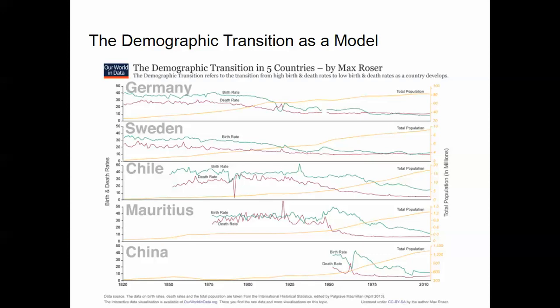All right, that's it for the demographic transition. Again, remember, make sure you understand the 4 stages and largely what brings them about.